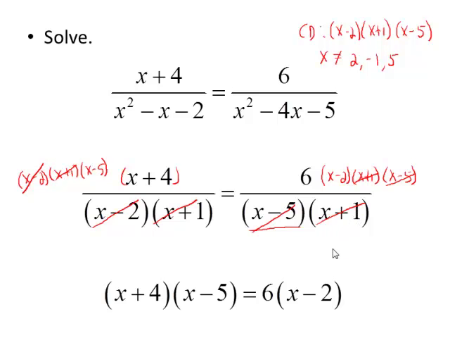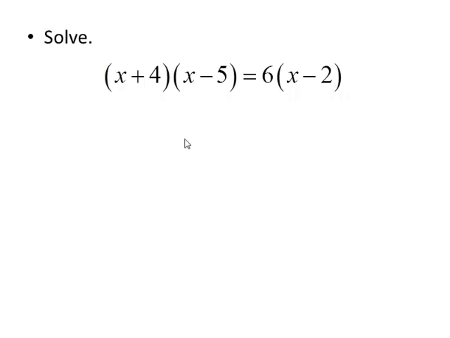To solve this equation, I'm going to have to do a little multiplication now. I'm going to FOIL out the left side, and I get x squared minus x minus 20. On the right side, I distribute the 6 to get 6x minus 12.